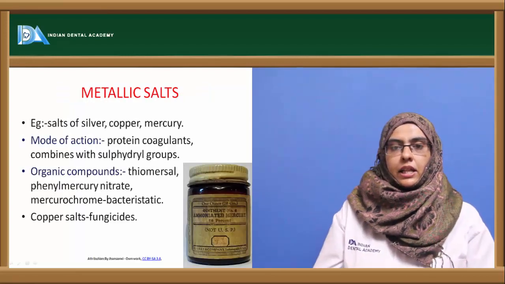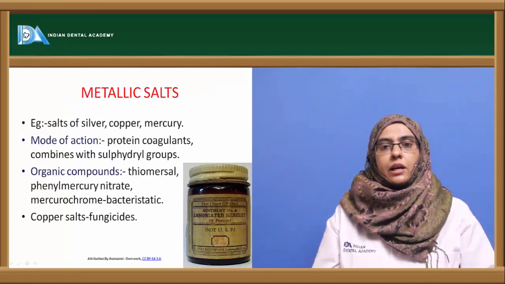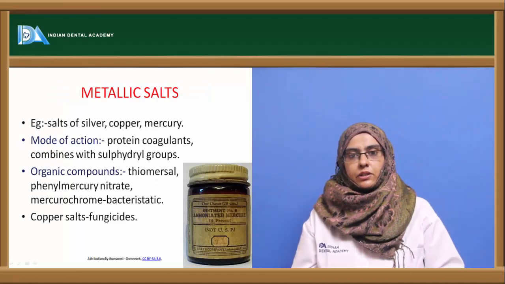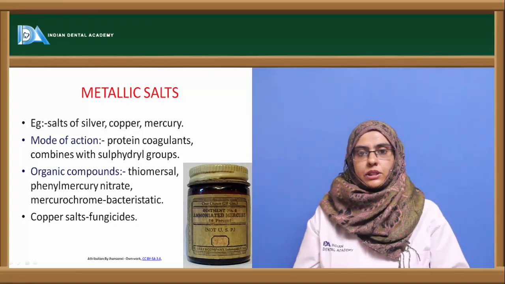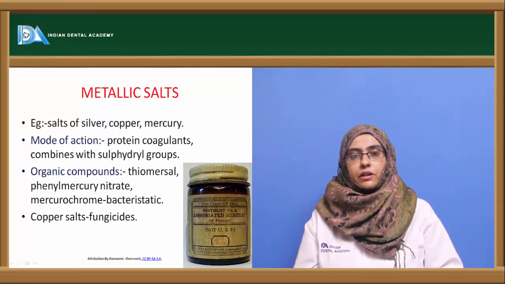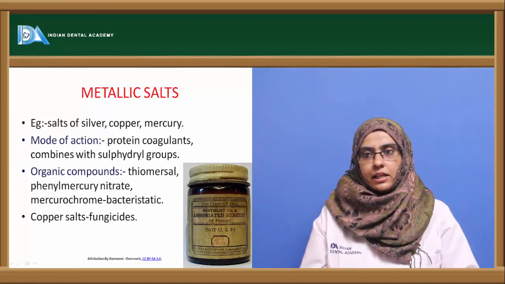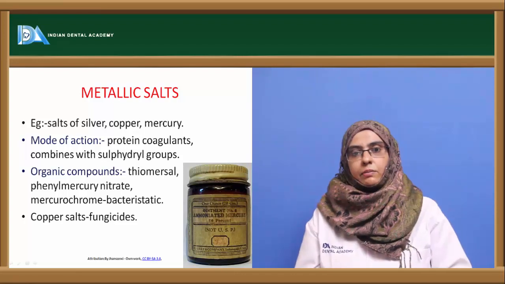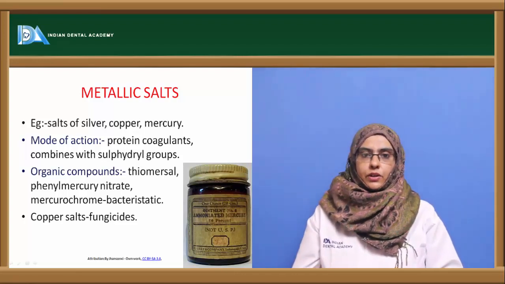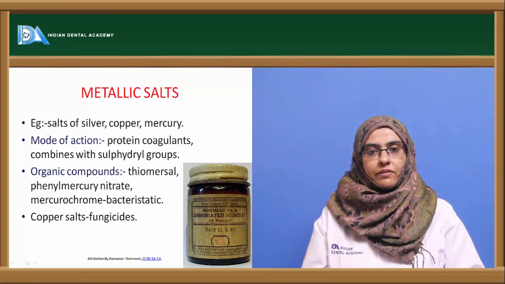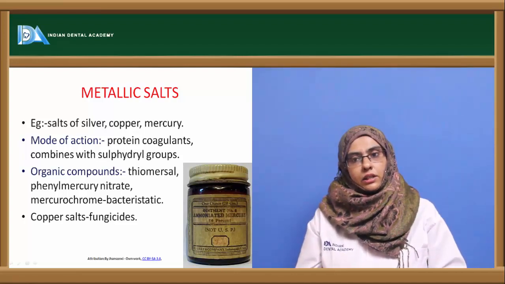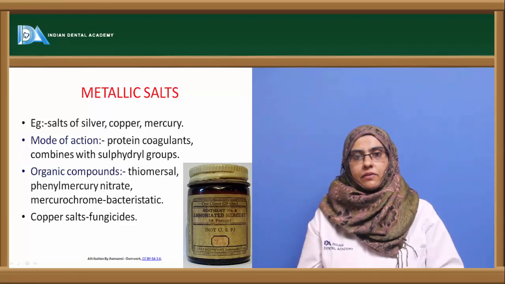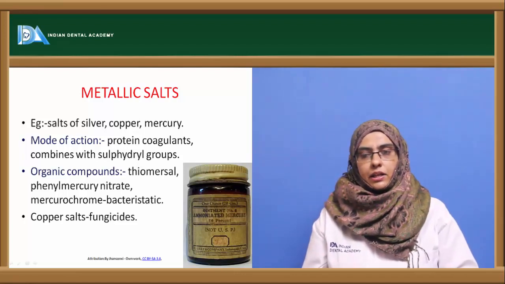And the last one is the metallic salts. So heavy metals can be used to eliminate the microorganism and have been used for a long period of time as a germicidal agent. So salts of heavy metals such as silver, copper and mercury are mostly used. And the mode of action of these metallic salts is, again, they target the protein, they coagulate the protein, they combine with the sulfhydryl groups of the enzyme, making it inactive.